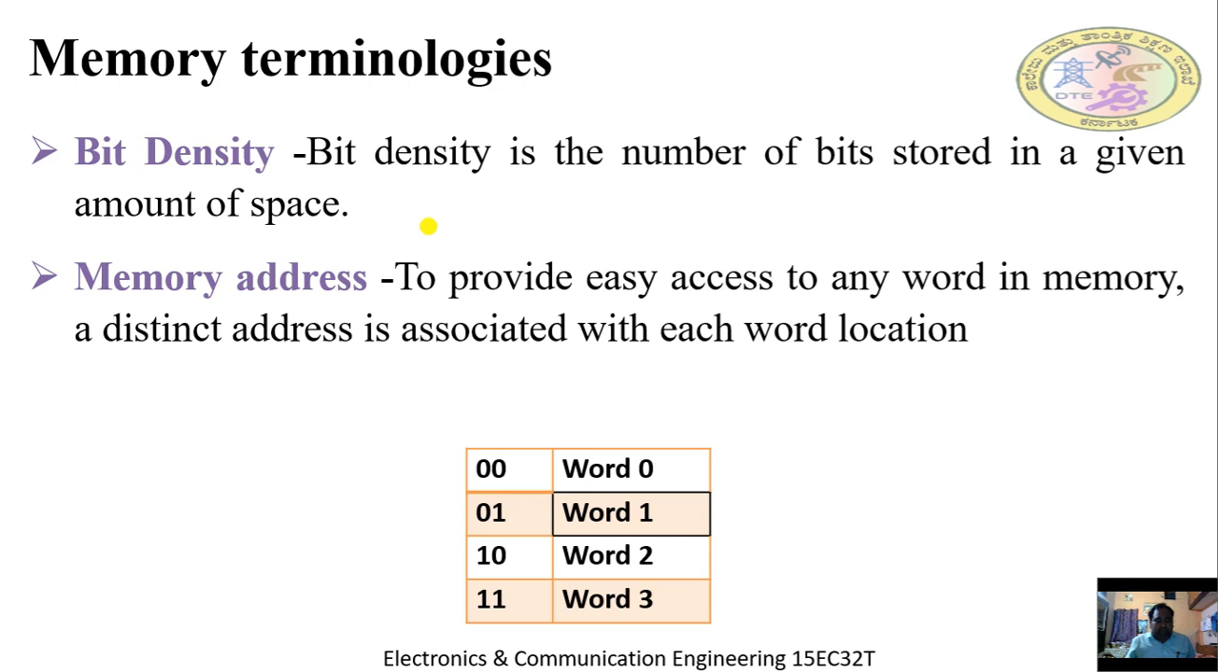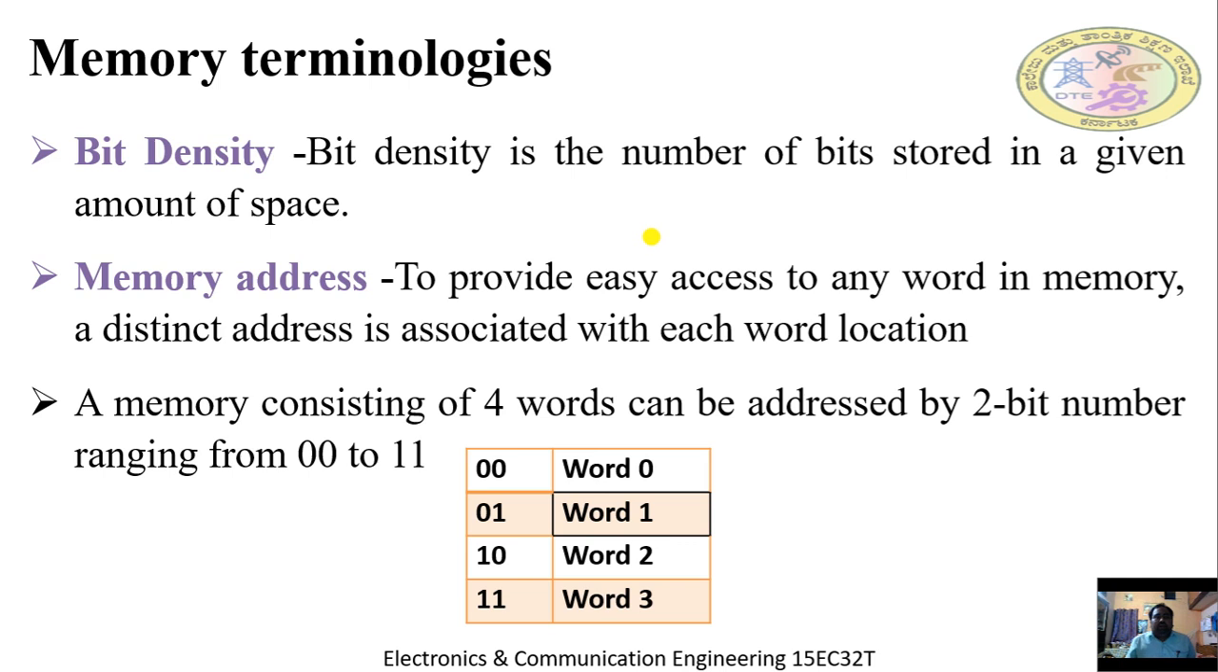Next one is the memory address. To provide easy access to any word in the memory, a distinct address is associated with each word location. Here, the address is a number that identifies the location of the word in the memory. And remember, each word stored in the memory device has a unique address. Unique address means every address will be different from each other.